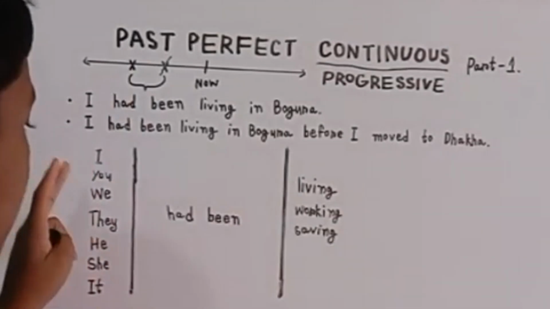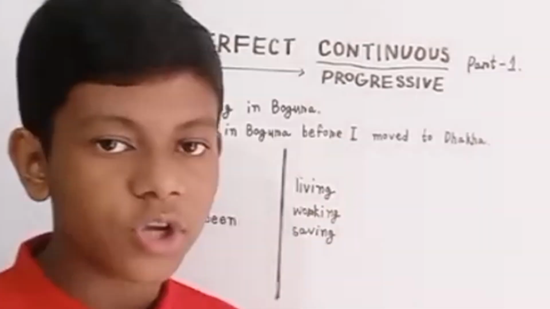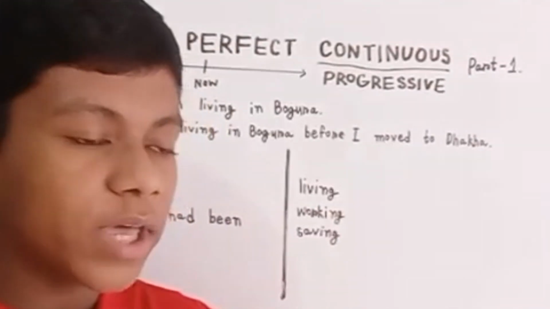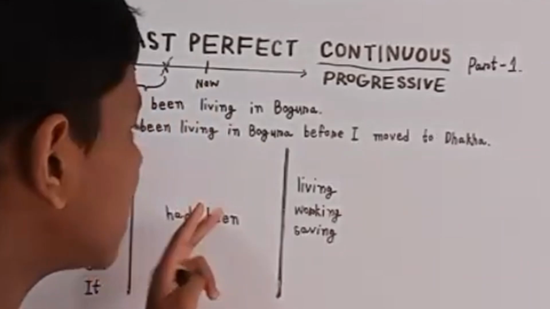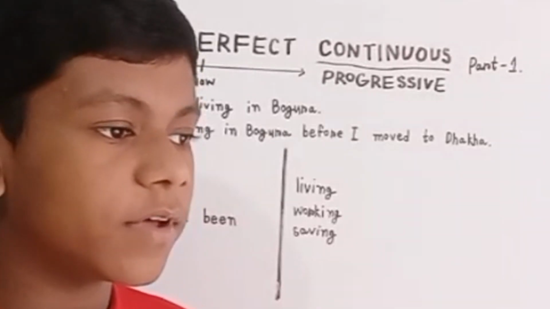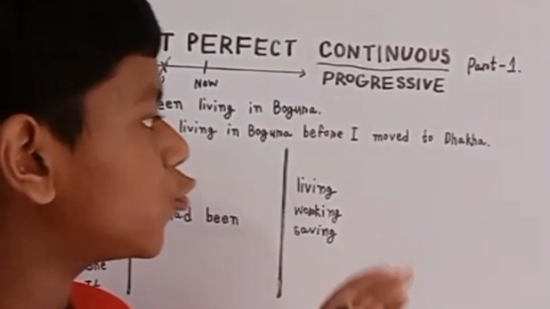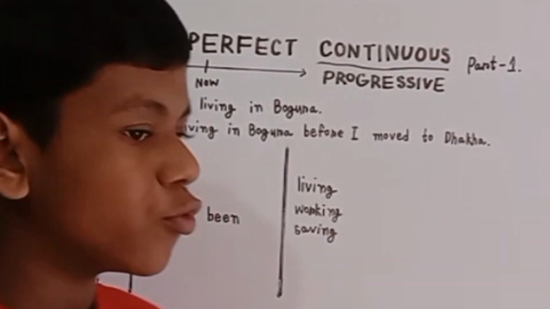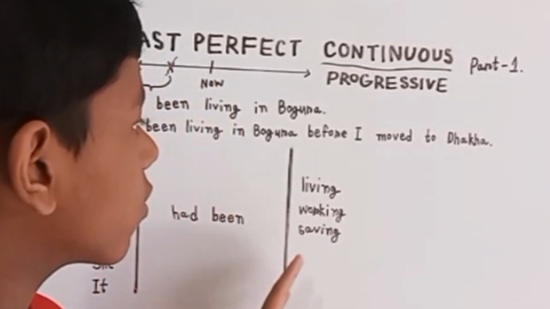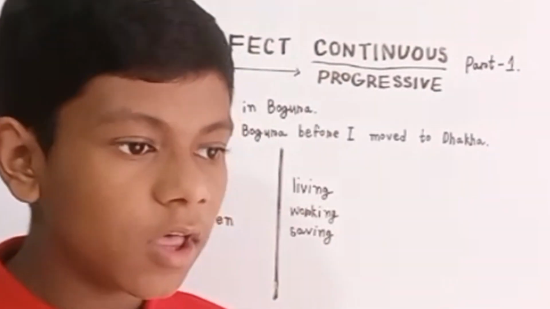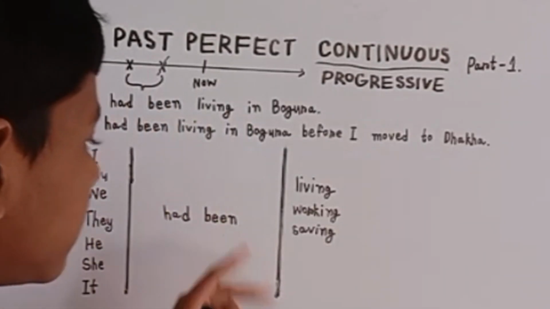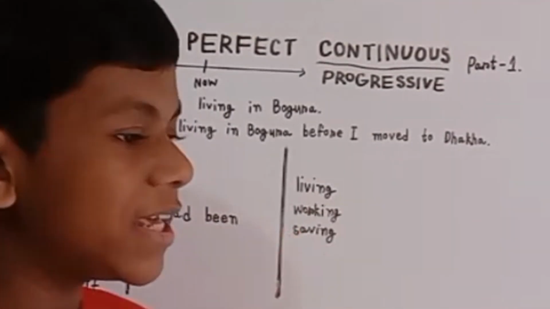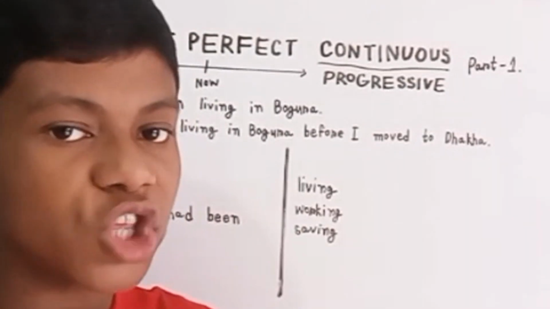So let's see. I had been living. I had been working. I had been saving. If you want, you can make a bigger sentence like this: I had been saving before I moved to class 6. You can say: We had been walking toward school while talking to our mother. He had been saving, he had been playing, she had been writing an essay before she slept.